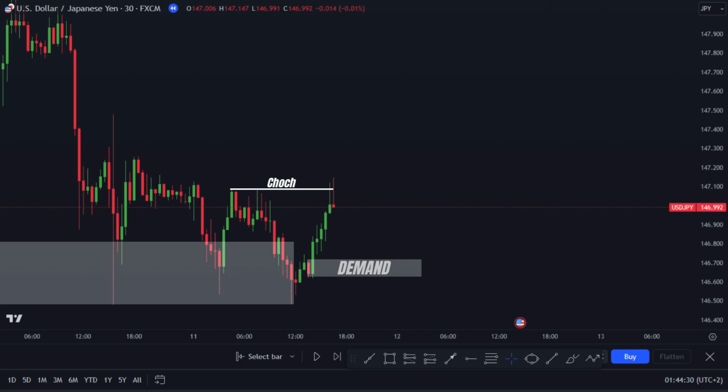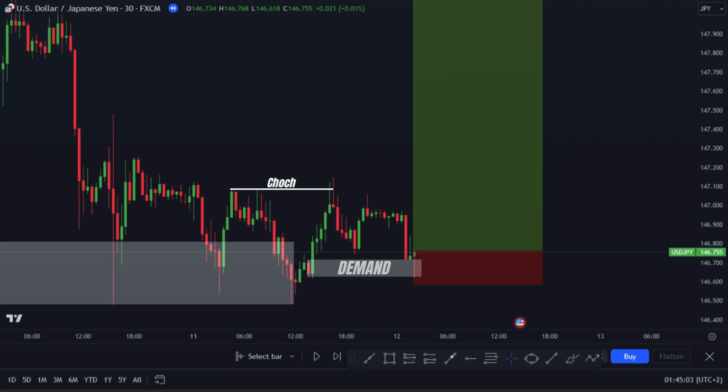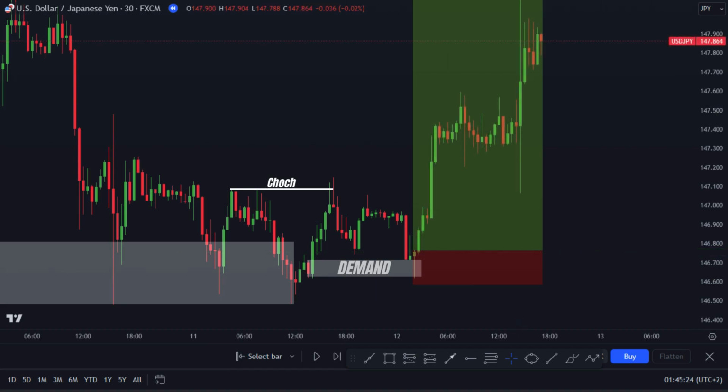Upon locating one, we patiently wait for price to retest it. When the retracement occurs, we place our buy orders, setting our stop loss below the demand zone and aiming for take profit levels higher up. By employing this method, we've effectively reduced our risk to 15 pips or less, a significant improvement from the initial risk exposure. This should be the goal for every trader, especially those just starting out.